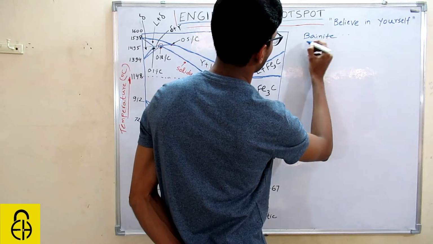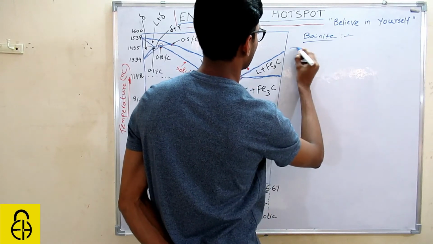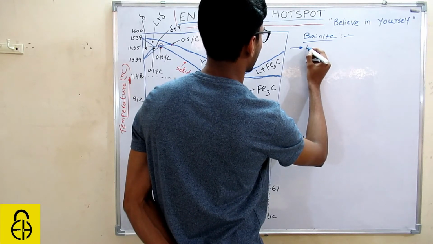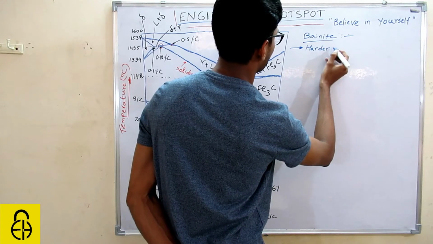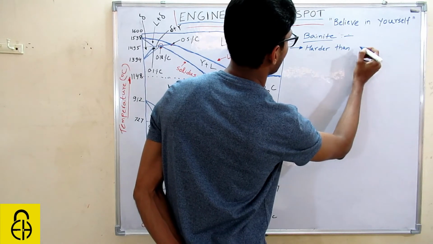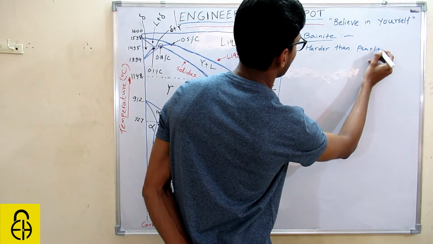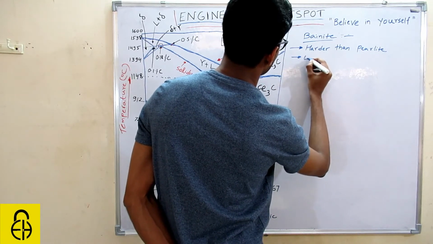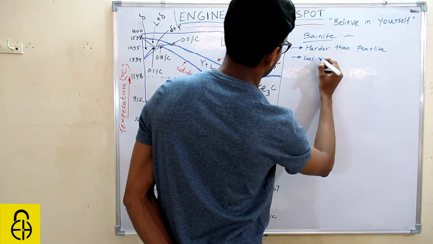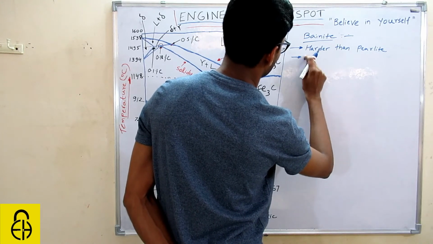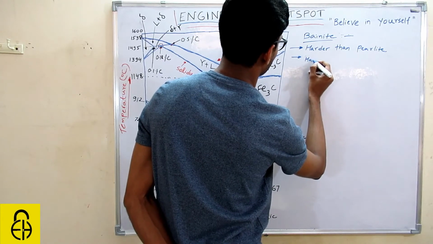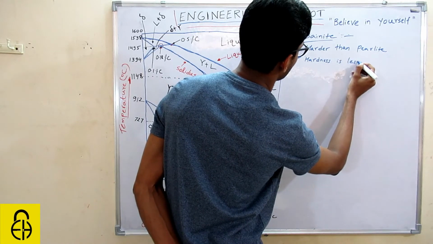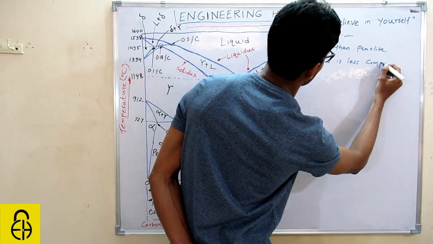B-A-I-N-I-T-E. This is also a hard form of iron. It is not the hardest, but harder than pearlite or something like that. Its hardness is less compared to martensite.